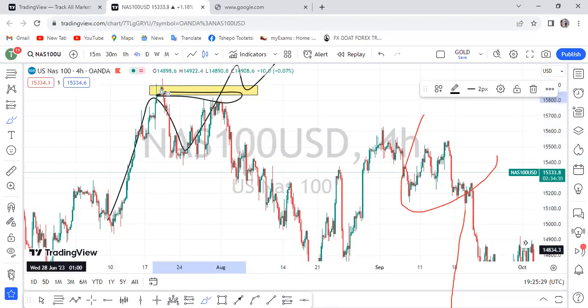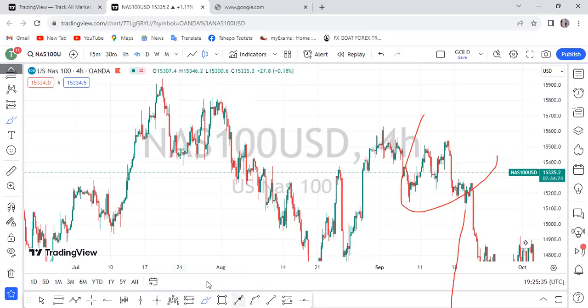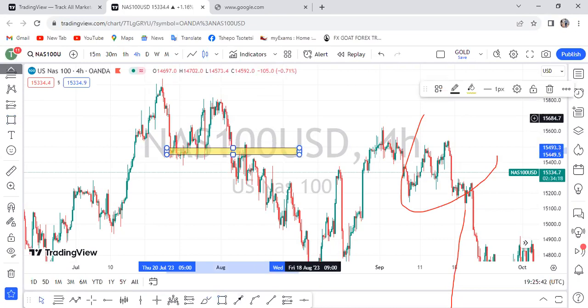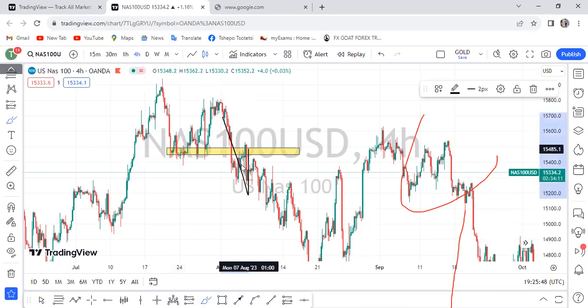So for you to start to consider your entries, you're going to mark your previous low. So this is your previous low. Once market breaks this low, comes back and retests, that's when you will take your entry.